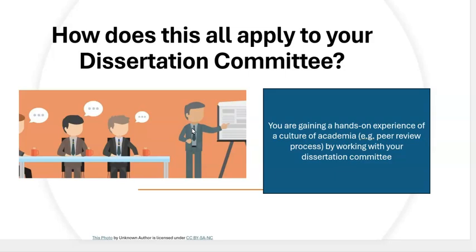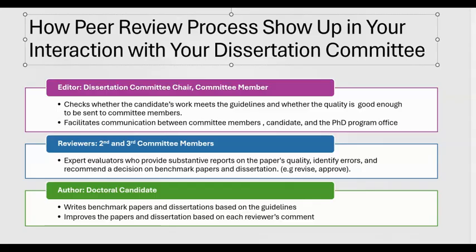We're trying to give you hands-on experience of the culture of academia, specifically the peer review process, by working with you closely as your dissertation committee members. The process of peer review is very similar to how we review your benchmark papers and dissertations, but we are giving you more scaffolding in the dissertation committee. Let's talk about how the peer review process shows up in your interaction with your dissertation committee.